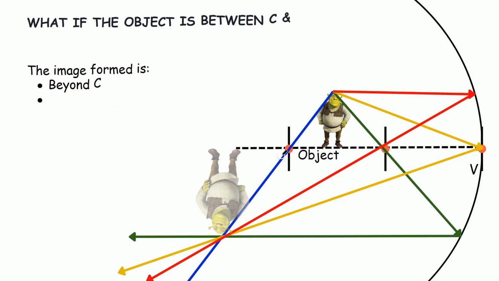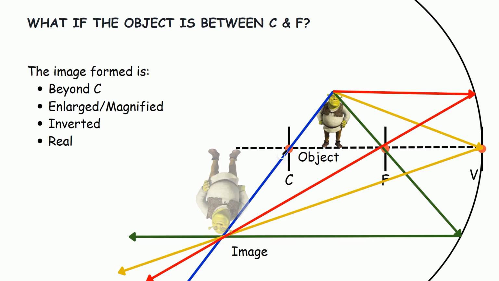And then let's move again our Shrek here. So what if the object is between C and F? So the image formed is beyond C. So gawas na siya sa C. Mas dako na siya karon sa object, mas dako na ni karon na Shrek compared sa object nato. And then inverted siya because naa man siya sa obos sa principal axis, and then it is also real.